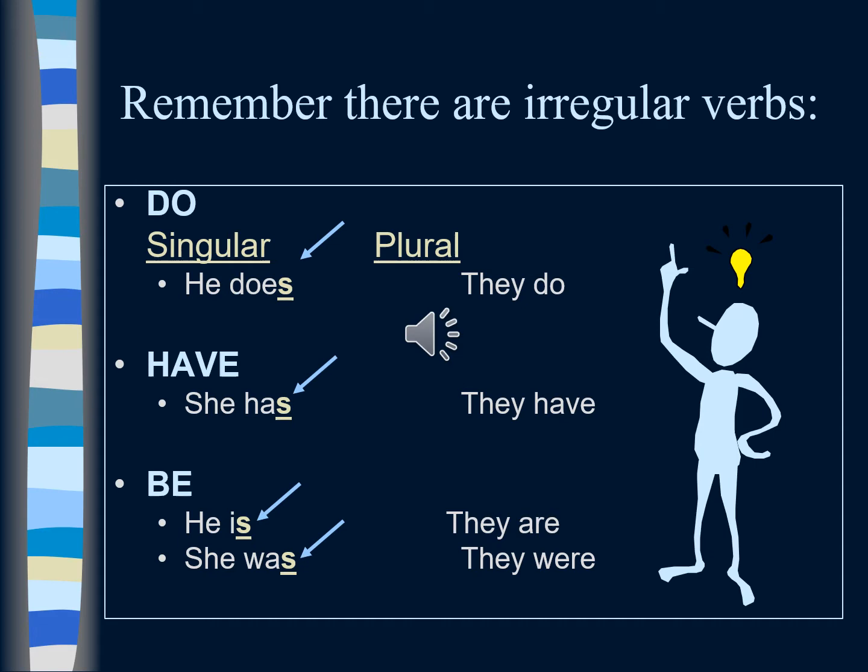And you notice that they're pointing to the S. I want to remind you of the rule about the nouns versus the verb. Remember that an S on a noun means that it is plural, but an S on a verb means that it is singular.